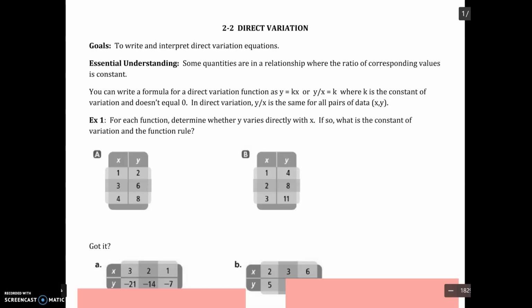In our last section, we're talking generally about functions and relations. And in this section, direct variation, that's going to mean a specific relation between two variables, and that's the relation where the ratio of those two variables is going to be a constant.